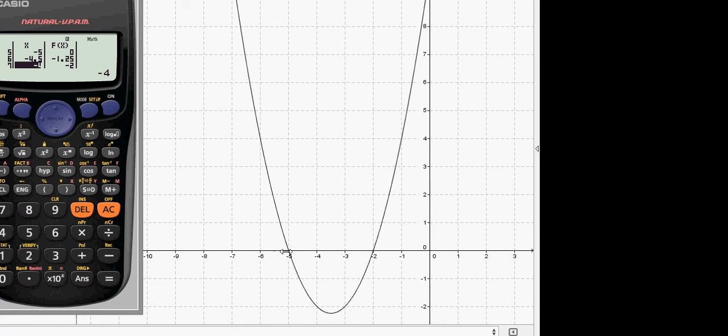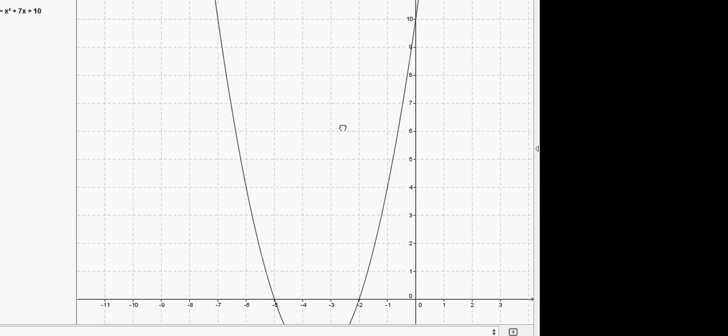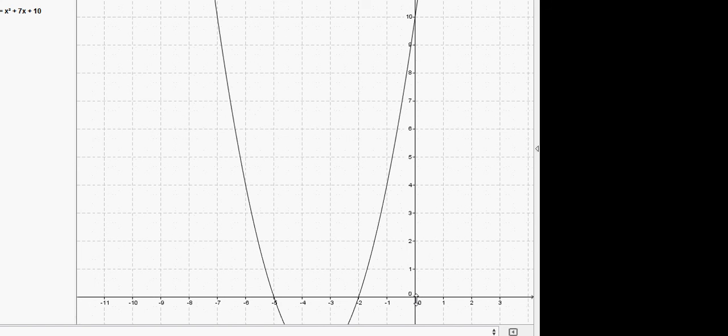Minus 3.5, that we know is the minimum. Minus 3.5 is roughly minus 2.25. Minus 3 is minus 2. And minus 2 is 0. And minus 1 is 4. And if we're to scroll up, finally, use all these points to find out how to draw your perfect graph. How do you know?